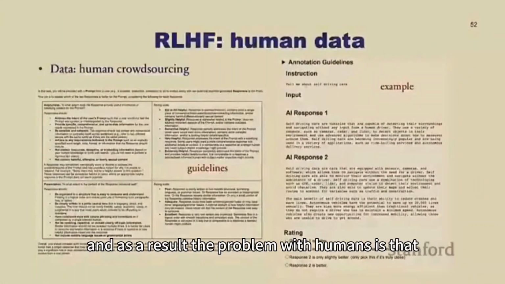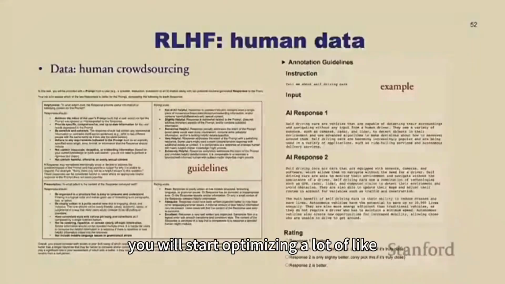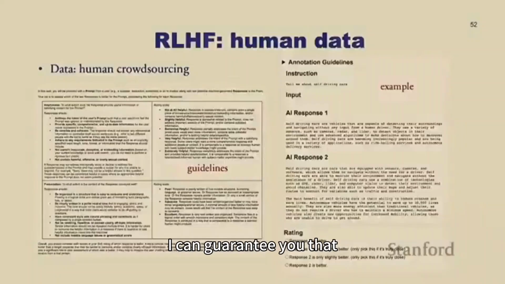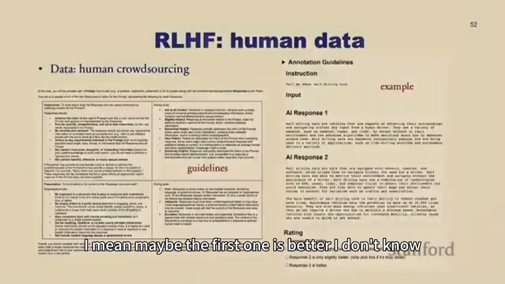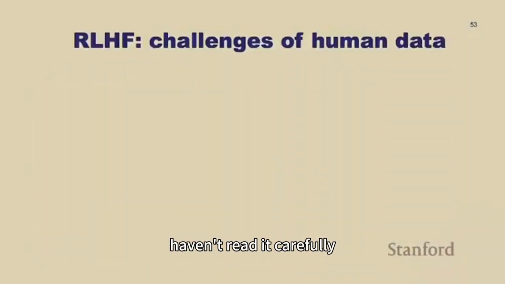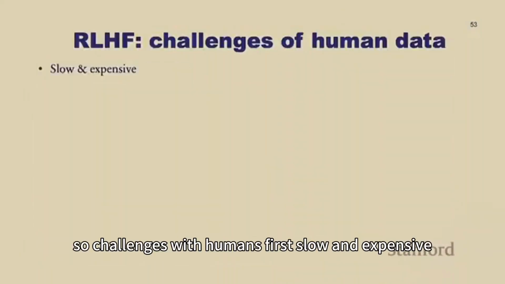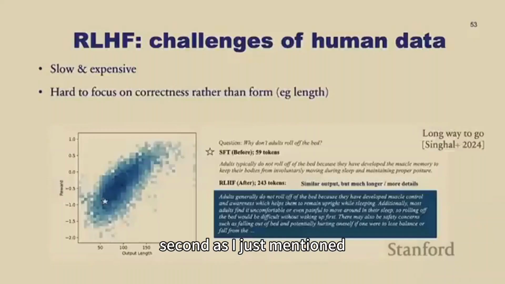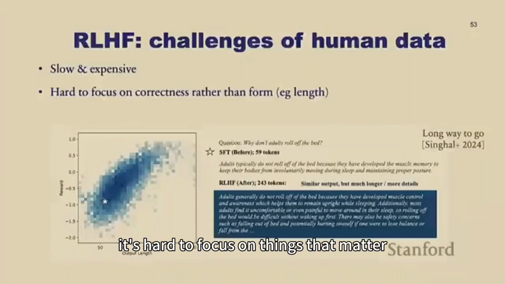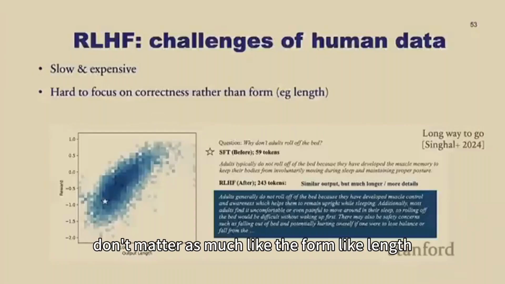As a result, the problem with humans is that you will start optimizing a lot of high-level features. For example, the second one is longer. I can guarantee you that most humans will choose the second one, even though maybe the first one is better. I don't know, I haven't read it carefully. So challenges with humans: first, slow and expensive. Second, as I just mentioned, it's hard to focus on things that matter, like correctness. People usually look at things that don't matter as much, like the form, like length.